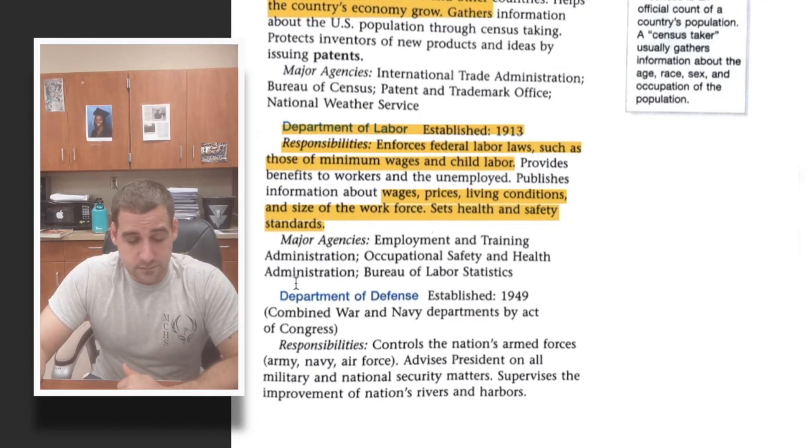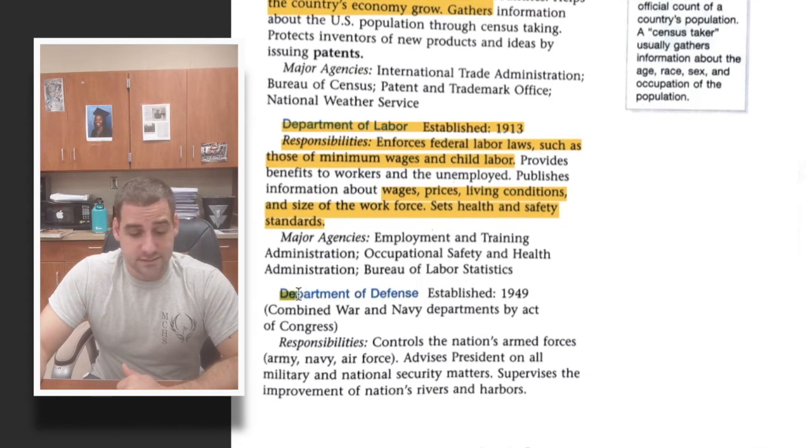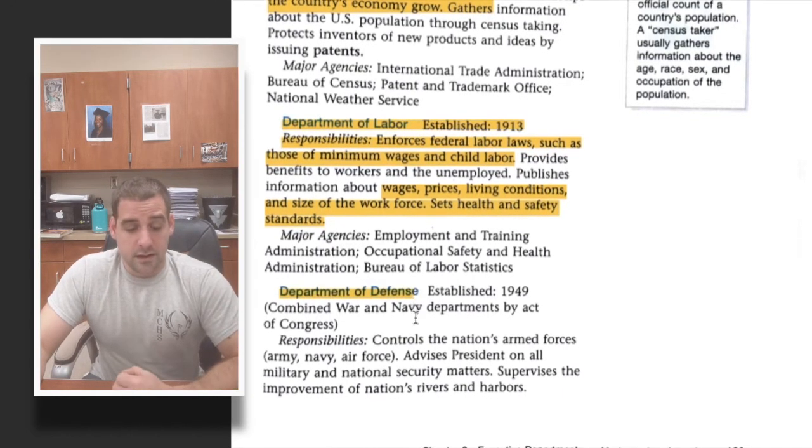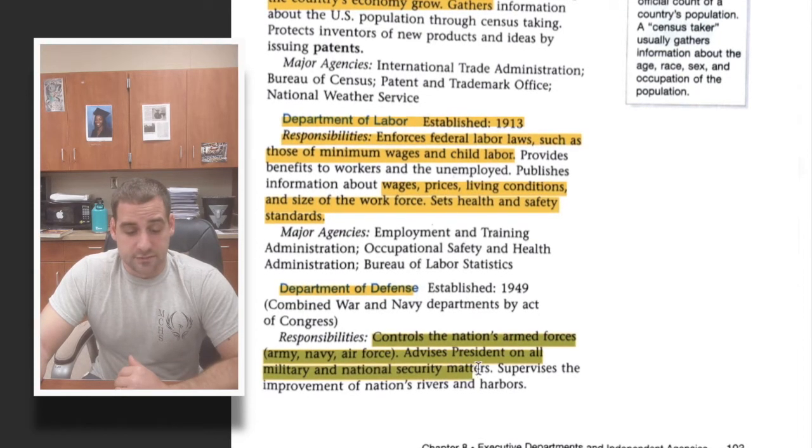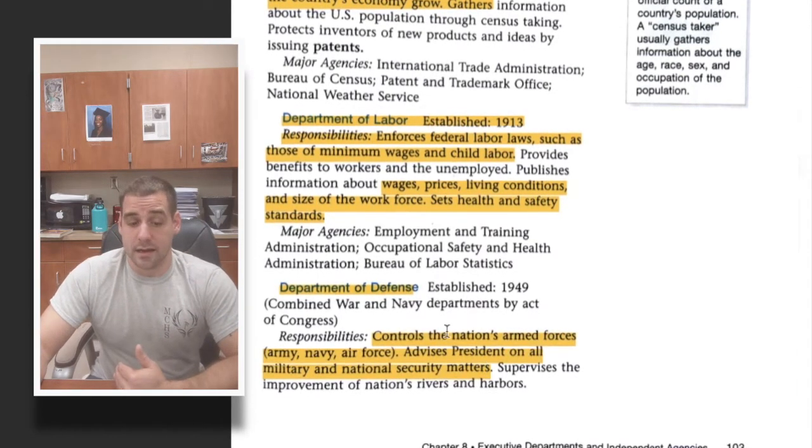Before the Department of Labor was around and enforcing these rules, factories could get away with a lot of unsafe practices. The next one is the Department of Defense, and the Department of Defense controls the country's armed forces, and they give the president advice on any kind of military matters.